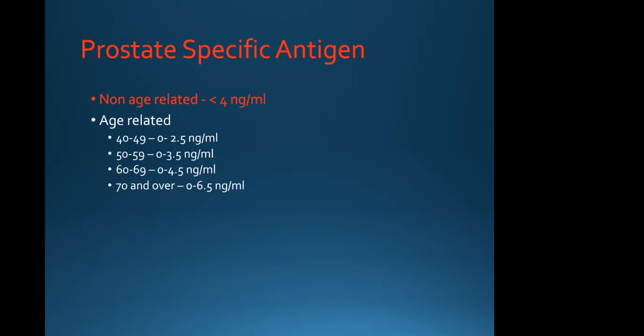Our values, I'm not going to ask you on the exam, even though this is in red, I'm not going to ask you what the value is. But typically the PSA can be looked at either as non-age related, which means regardless of your age, we want it below 4 nanograms per mil. But if we look at age related, notice what's happening: from 40 to 49 we're below 4, 50 to 59 we're below 4. But then when you hit the 60s, the upper limit is actually greater than 4. In 60 to 69, we prefer it to be lower, but we will tolerate up to 4.5 nanograms per mil. When you hit 70, they will go up to over 6.5.